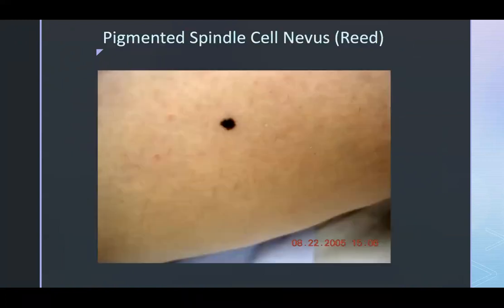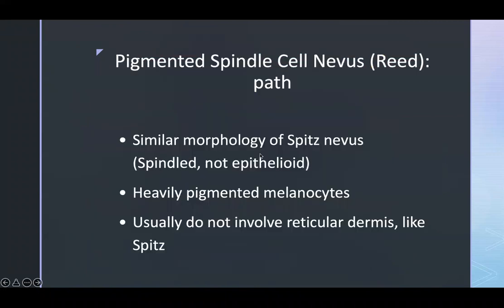So here's the clinical. You see this very dark macule or papule with this kind of starburst extension of the pigment at the edges. And if you were to look on dermoscopy, that starburst pattern would be even more pronounced.